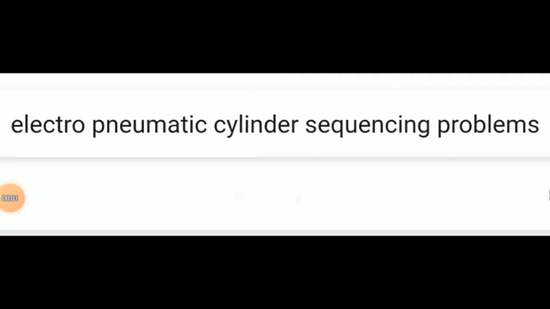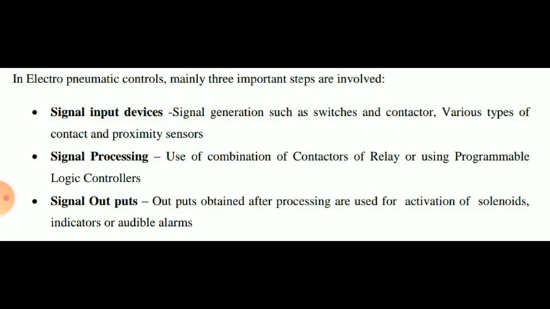Good morning. Today we will solve some problems on electro-pneumatic cylinder sequencing. In electro-pneumatic controls or circuits, there are three basic steps. First is signal input devices. So it involves signal generation such as switches and contactors, various types of contacts and proximity sensors.